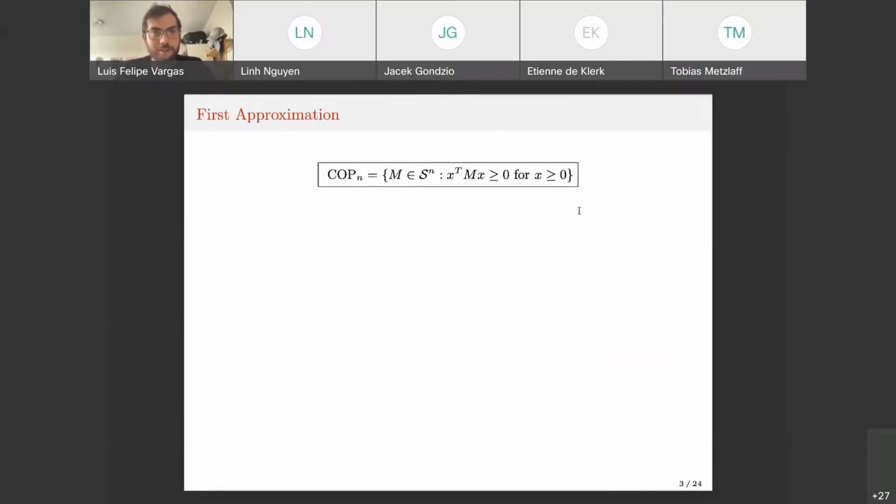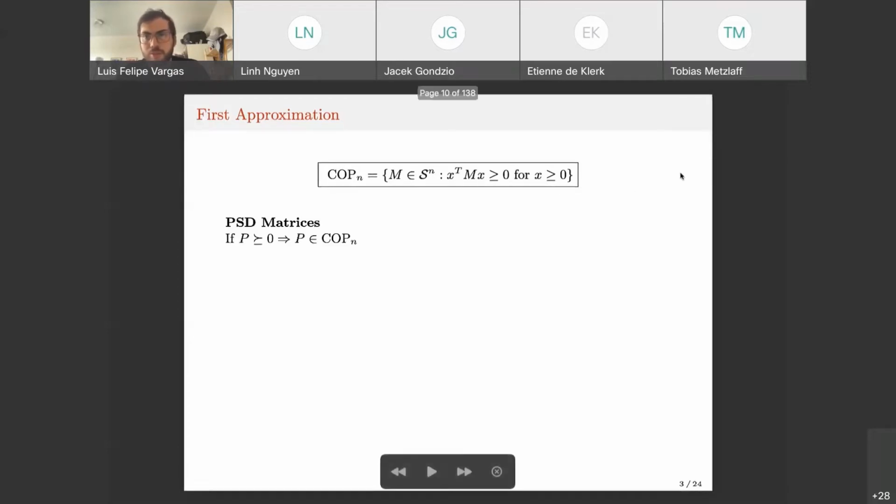Okay, so let me start with the first approximation, which is not a sum of squares approximation, but maybe it's useful to start. So that's the definition of the Copositive cone, as we already defined: the set of symmetric matrices such that x transpose Mx is non-negative for non-negative vectors. And then there are two subsets of the Copositive cone that are clear. The first is the set of positive semi-definite matrices. Of course, if a matrix is positive semi-definite, then it's copositive, just by the definition, because a matrix is PSD without the restriction to non-negative vectors, but for any vector in R^n. So of course a positive semi-definite matrix is copositive.